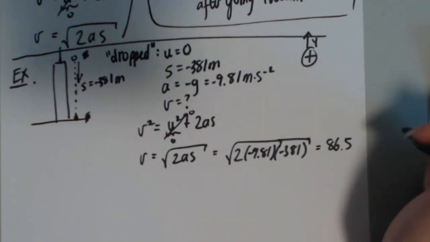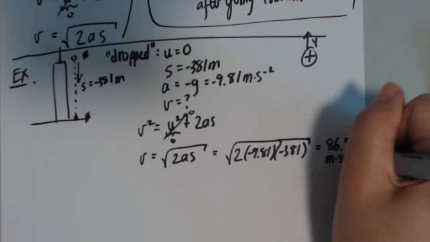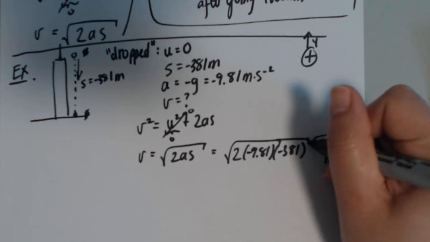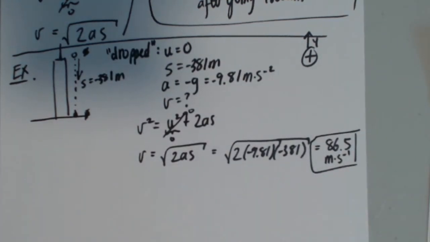Okay. 86.5, and that's meters per second. That is very fast, and this is why if you've ever stood on top of a very tall structure, no matter where you are in the world, there are usually signs that say do not drop anything from the top.